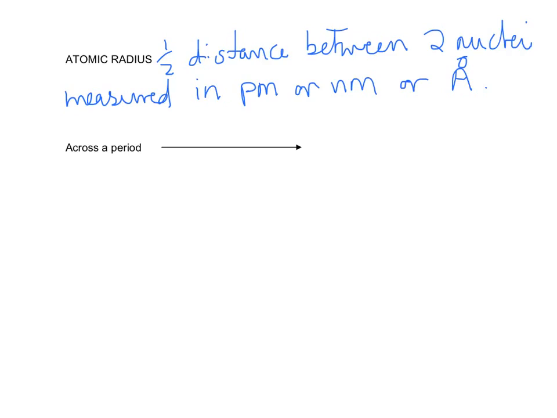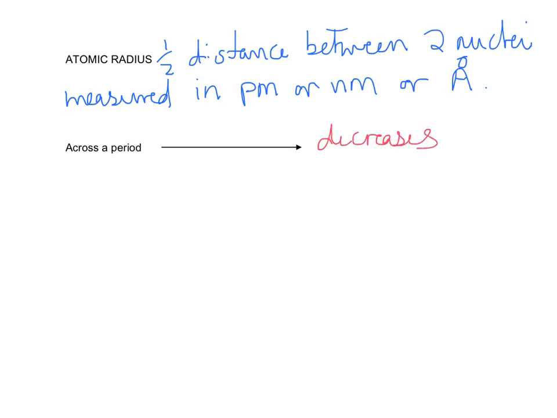So let's look at the trend across a period. If you remember from last year, the one-armed snowman, so if you look at the arm of the snowman, it kind of gets smaller and smaller. That was the size trend. And so across a period, your atomic radius decreases. So that's our trend.